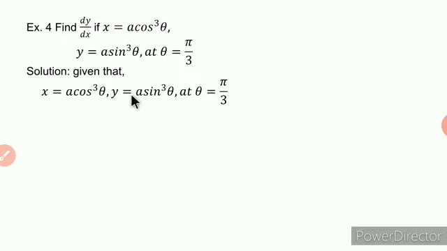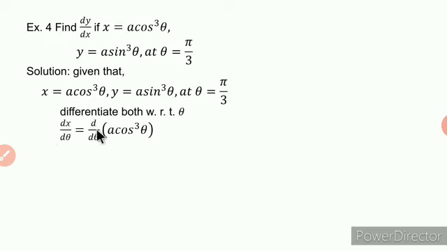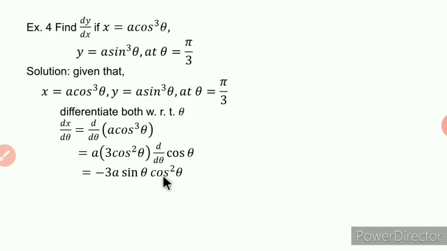Now here we observe x and y both are parametric functions of theta. So differentiate both with respect to theta. We get dx upon d theta is equal to d upon d theta of a cos cube theta. Now the derivative of cos cube is 3 times cos square multiplied by the derivative of cos. So it is equal to a into 3 cos square theta multiplied by d by d theta of cos theta. Now since the derivative of cos theta is minus sin theta, we get the derivative of x, means dx upon d theta, is equal to minus 3a sin theta into cos square theta.